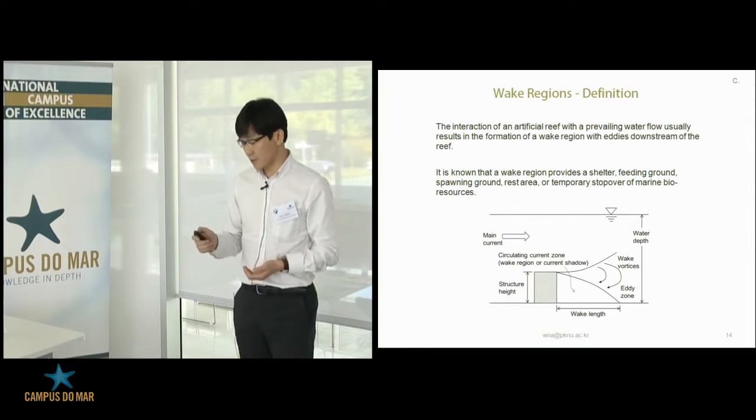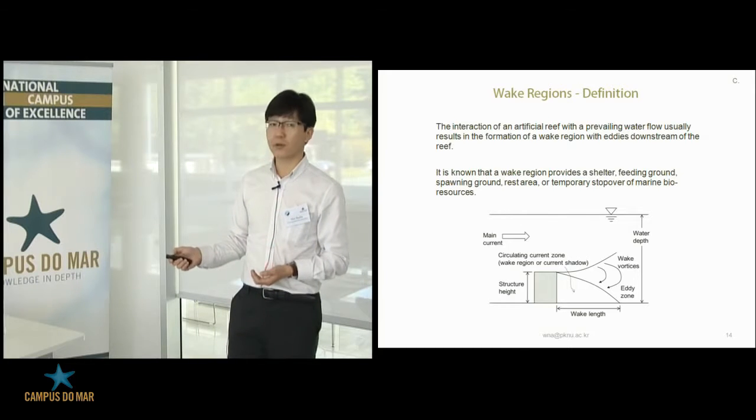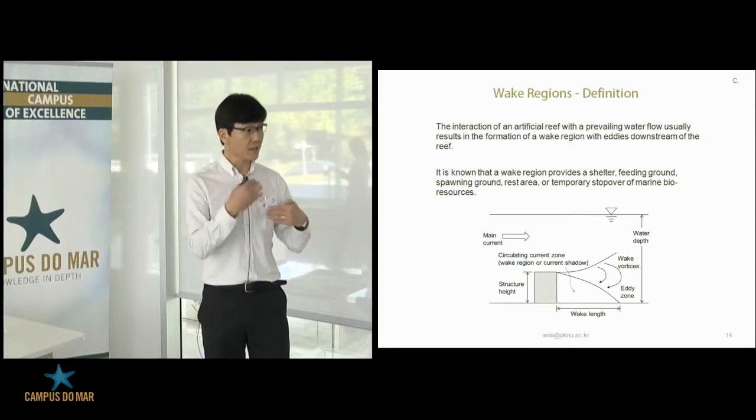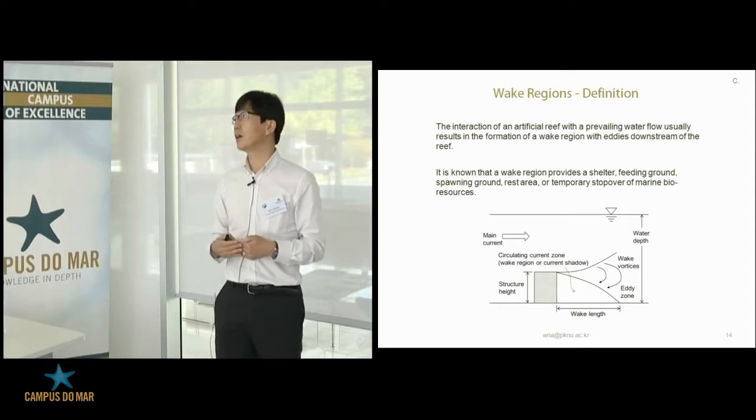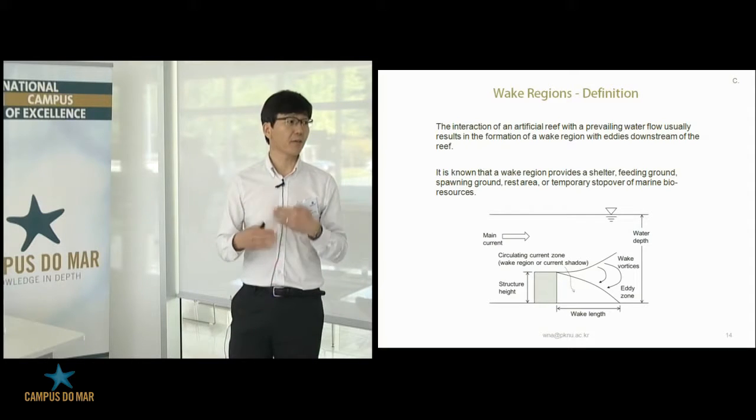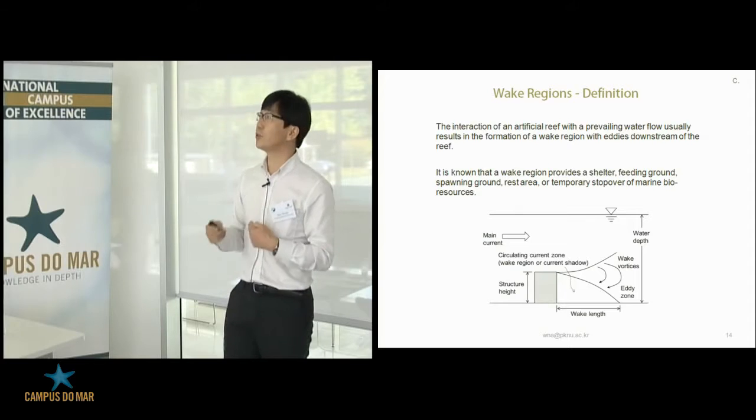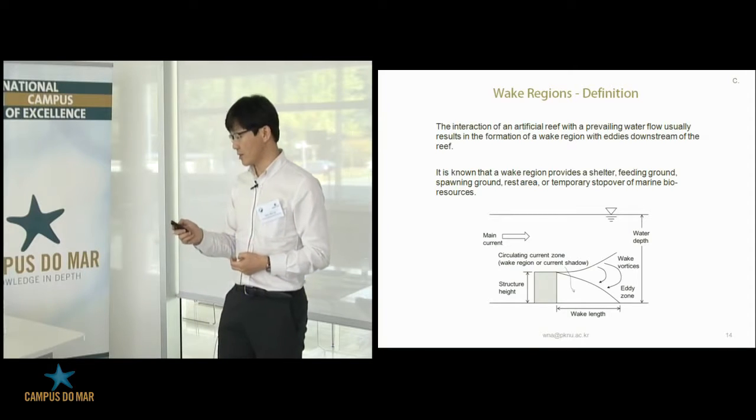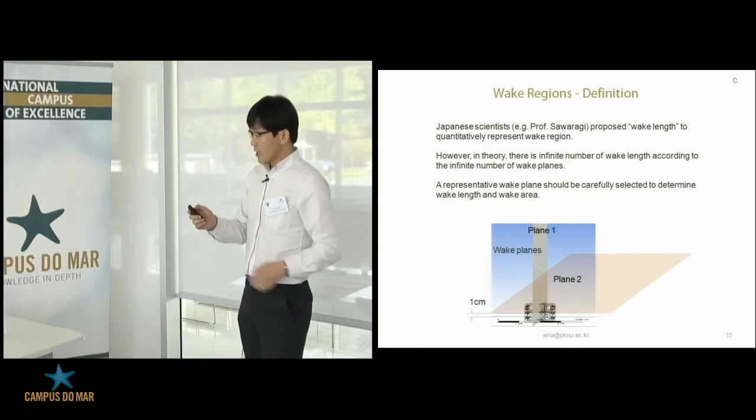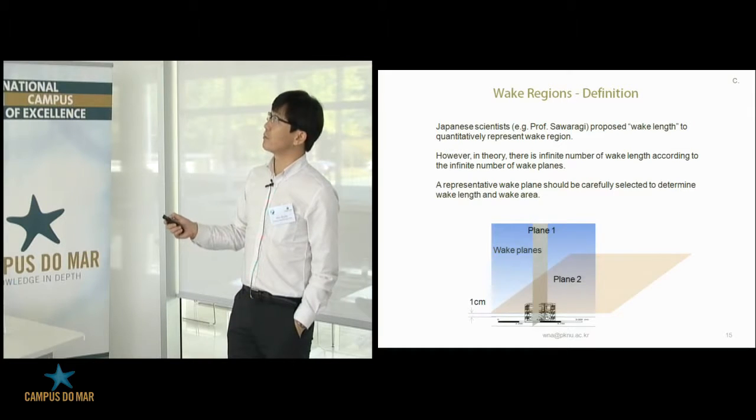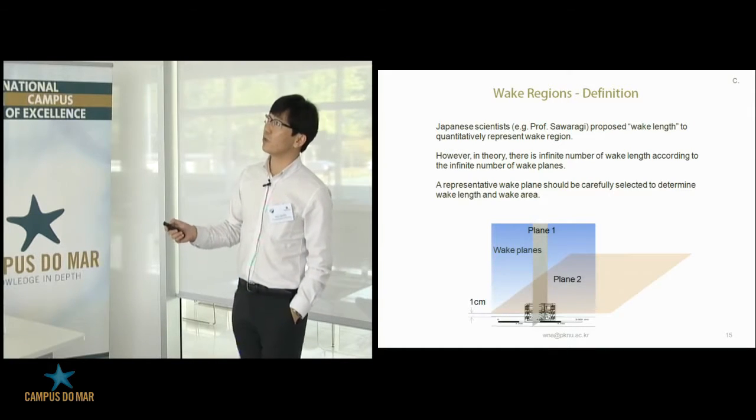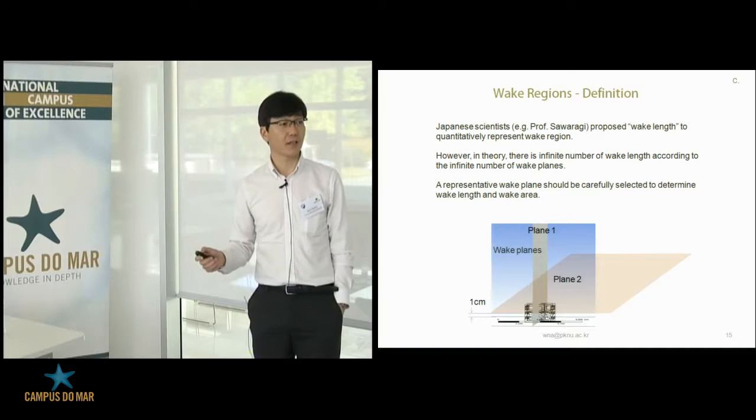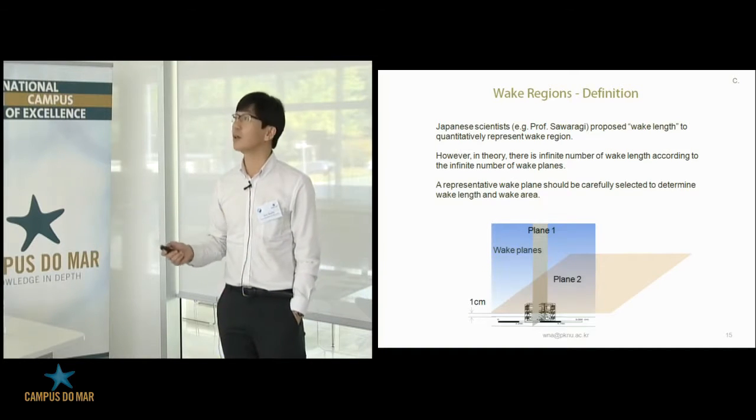The problem is, a long time ago, Japanese scientists proposed the wake length concept. So if we calculate this wake length, then we may estimate the wake region. But as you see, there are many wake lengths because there are many wake planes. So we needed to provide a more quantitative way to measure the wake region. As I mentioned here, Professor Sawaragi and other people proposed wake lengths to quantitatively represent the wake region. However, in theory, there are plane 1, plane 2, there are many planes, so there can be many wake lengths.